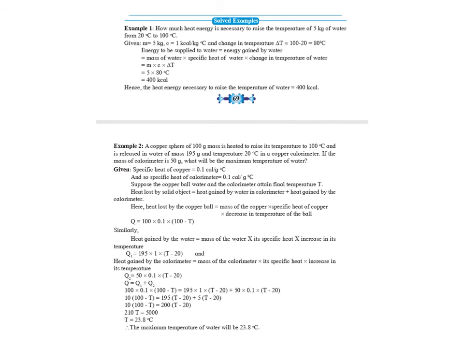To continue, in the previous one we saw that the maximum temperature was 100, and since it is heat lost, it became 100 minus T. Whereas in Q1 the temperature is less, that is 20, so it becomes T minus 20. Now for Q2, the heat gained by the calorimeter, it is 50 into 0.1 into T minus 20. Now solve the equation Q is equal to Q1 plus Q2. Write down the given, substitute the values and then solve, and you get T as 23.8 degrees Celsius. So the maximum temperature of the water will be 23.8 degrees Celsius.